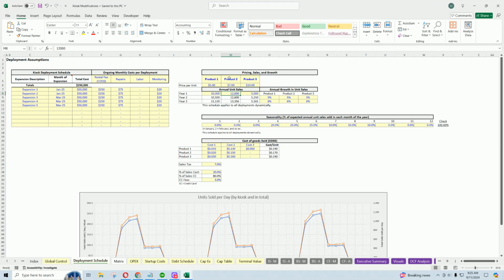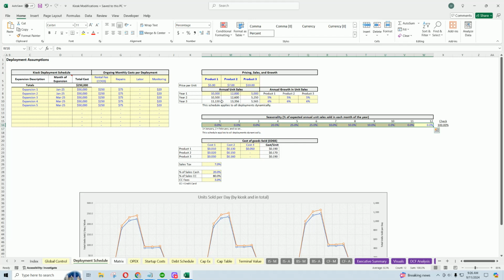Sales for product type 2, let's say we're going to 12,000 units a year, and then we think we'll grow at this rate. And then another update here is we have seasonality. So of these annual sales that each machine is going to do, you can update when the sales happen in the year. So we're saying here, for example, in year 1, of the total 10,000 units, we're going to do 20% in April, 25% in May, 25% in June, 10% July, etc. And that will apply to each year dynamically.